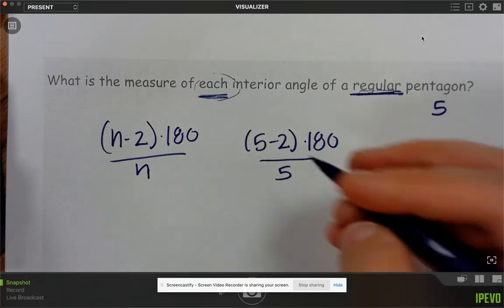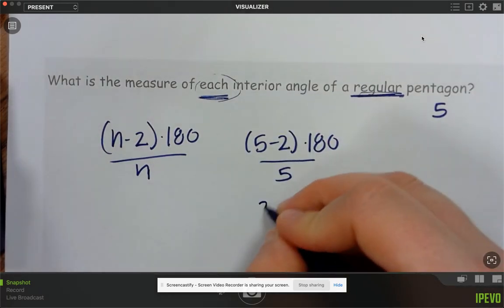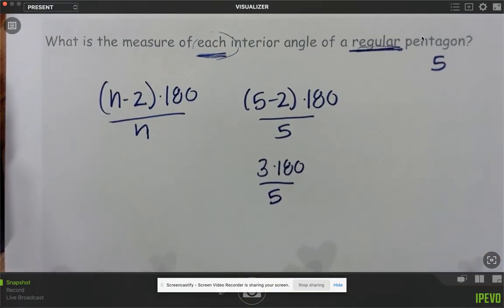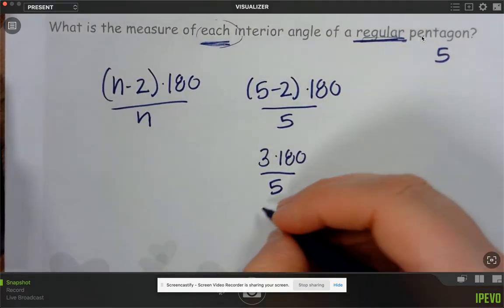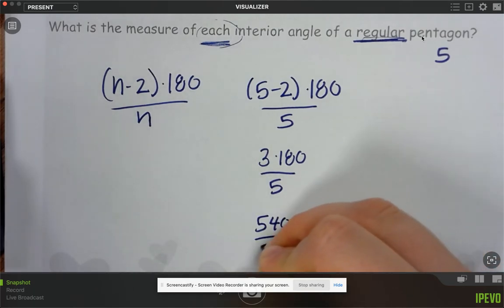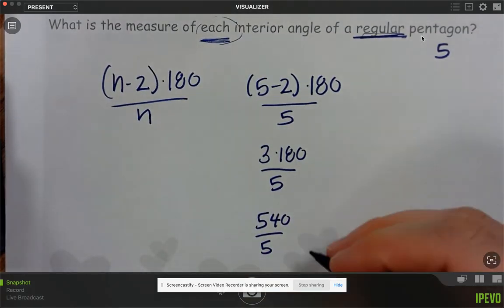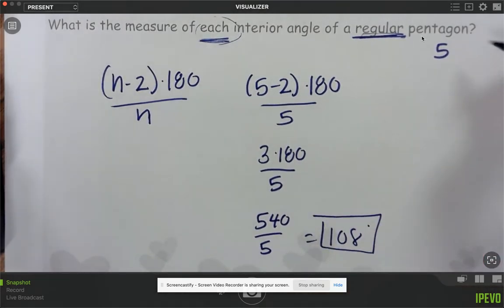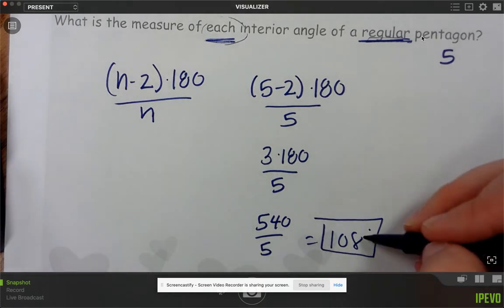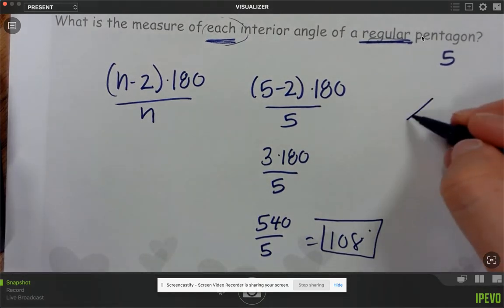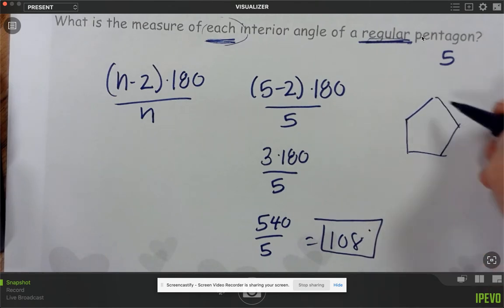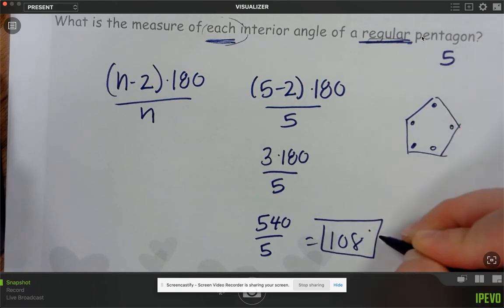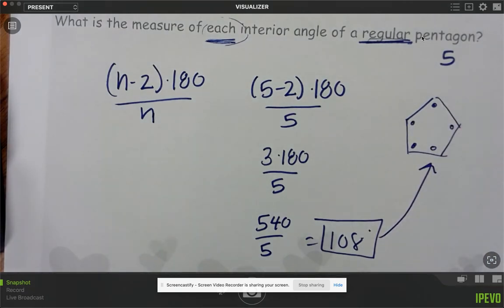So 5 minus 2 is 3. 3 times 180 is 540. Divided by 5 is 108. So each angle of that regular pentagon measures 108 degrees. It's going to be a really bad drawing. Okay, here's my regular pentagon. So each of these angles in here measures 108 degrees. That's what we just found.